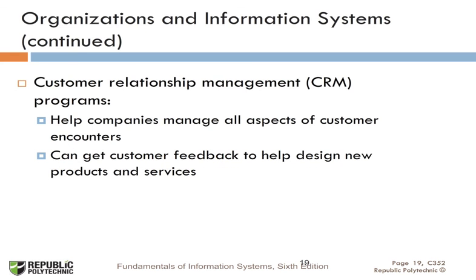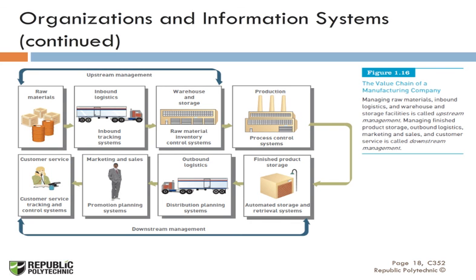Also, recall that in problem 6, we learned how CRM, Customer Relationship Management System, helps companies manage all aspects of customer encounters, from servicing customers to getting customer feedback to help design new products and services. The various ways in which SCM and CRM are used in the value chain are best described in the next slide. This slide shows the activities and the value chain of a typical manufacturing company. Managing raw materials, inbound logistics, and warehouse and storage facilities is called upstream management. Managing finished product storage, outbound logistics, marketing and sales, and customer service is called downstream management.